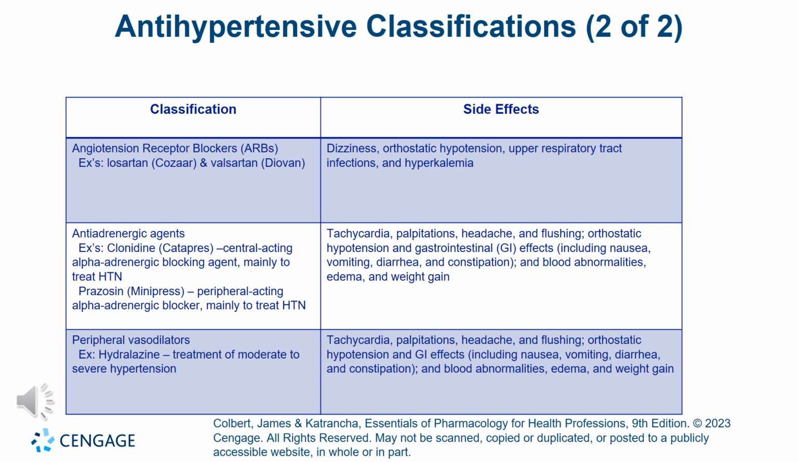The last class is your peripheral vasodilators. An example of this is hydralazine. This is used for treatment of moderate to severe hypertension. Side effects are tachycardia, palpitations, headache and flushing, orthostatic hypotension, and GI effects that include nausea, vomiting, diarrhea, and constipation, and blood abnormalities, edema, and weight gain.